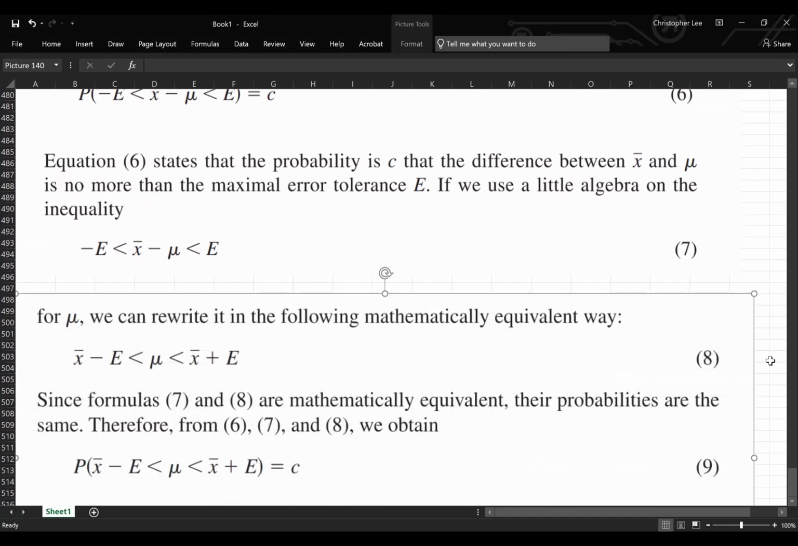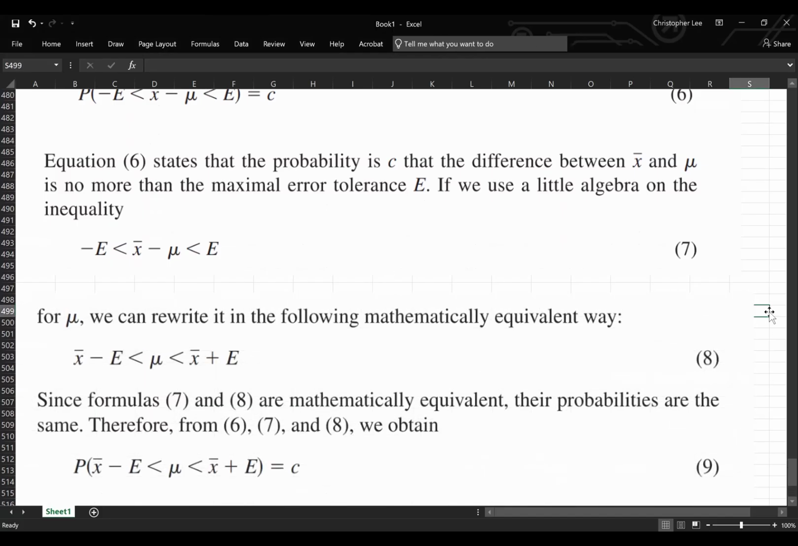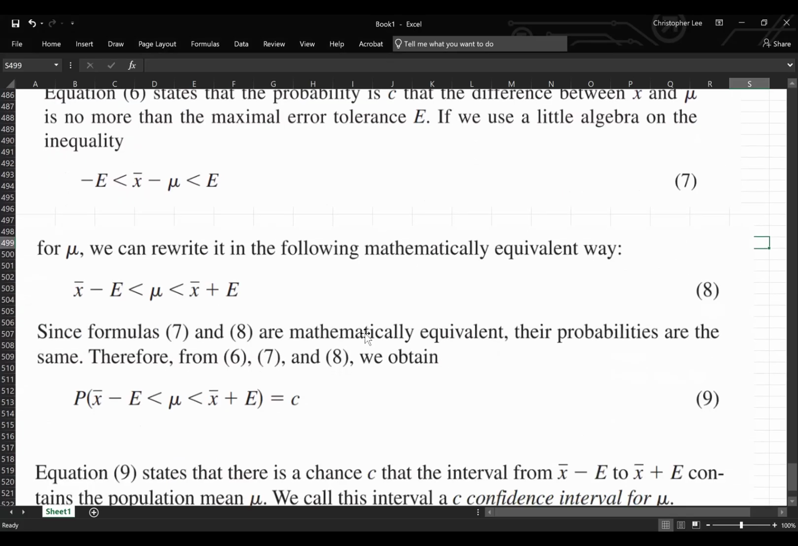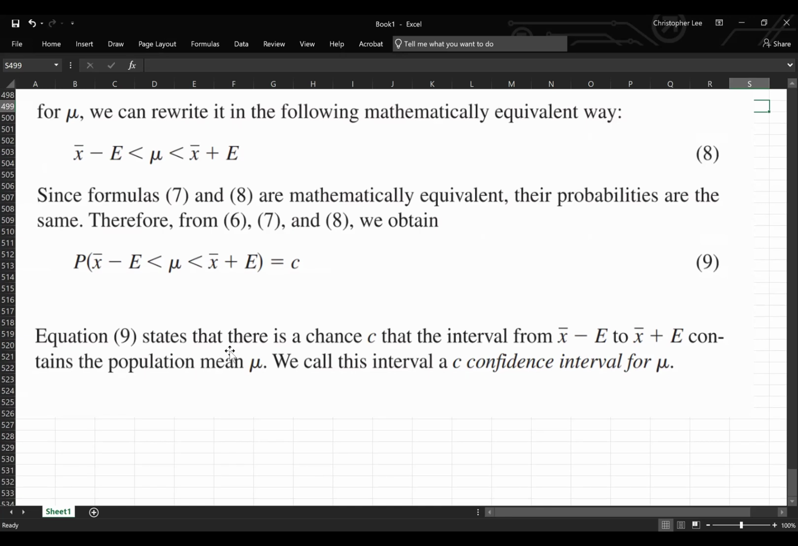So for mu, we can rewrite it in the following mathematical equivalent way: X bar minus E is less than mu, which is less than X bar plus E. Since formulas 7 and 8 are mathematically equivalent, their probabilities are the same. Therefore, for 6, 7, and 8, we obtain the probability of X bar minus E less than mu less than X bar plus E is equal to our confidence level. Equation 9 states that there is a chance, the confidence level, that the interval from X bar minus E to X bar plus E contains the population mean mu. We call this interval the confidence interval for mu.